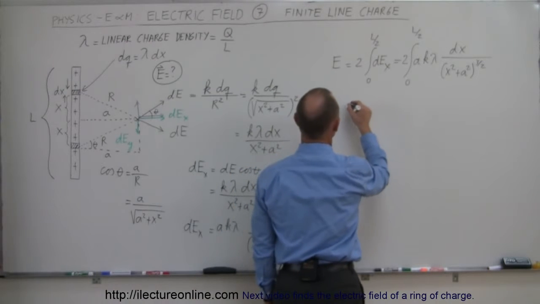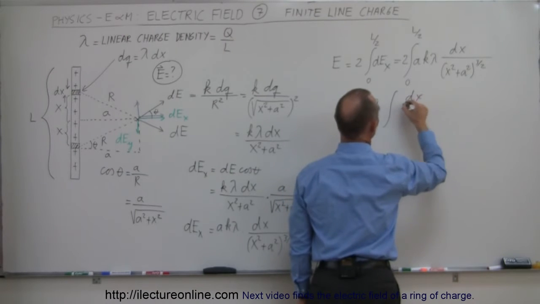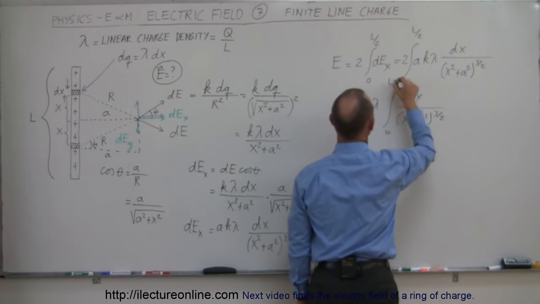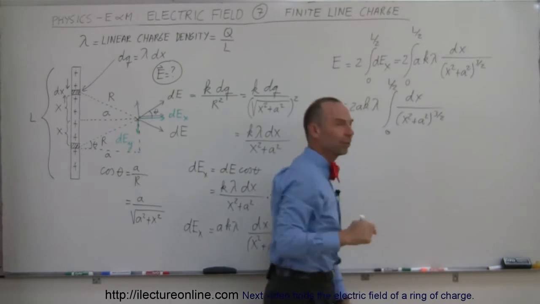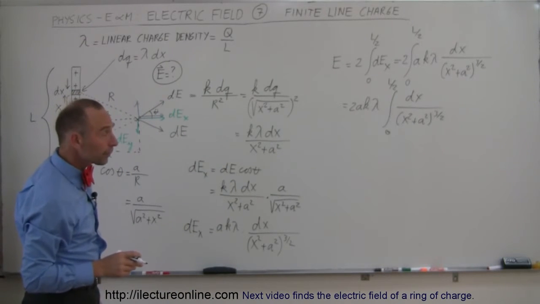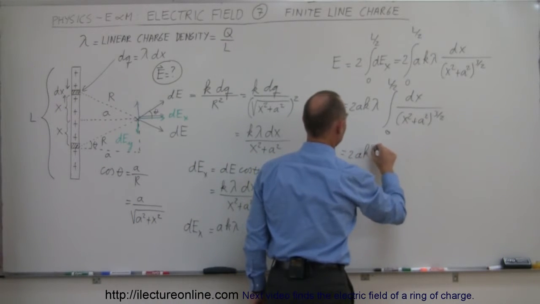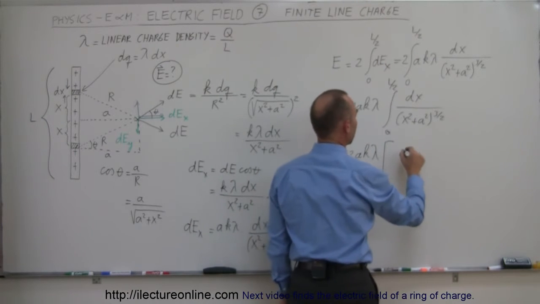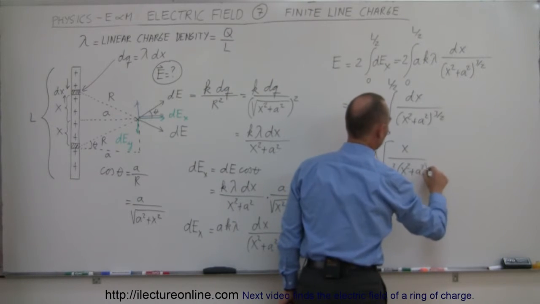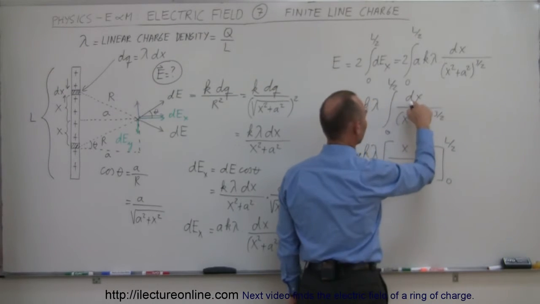They can come out of the integral sign, so this is equal to 2ak lambda times the integral of dx over x squared plus a squared to the 3/2 power from 0 to L over 2. And now you have to remember this integral right there. That's a very common integral. And the answer to that integral is 2ak lambda times x divided by a squared times x squared plus a squared to the 1/2 power, evaluated from 0 to L over 2. So that's simply the integral of this is equal to that.